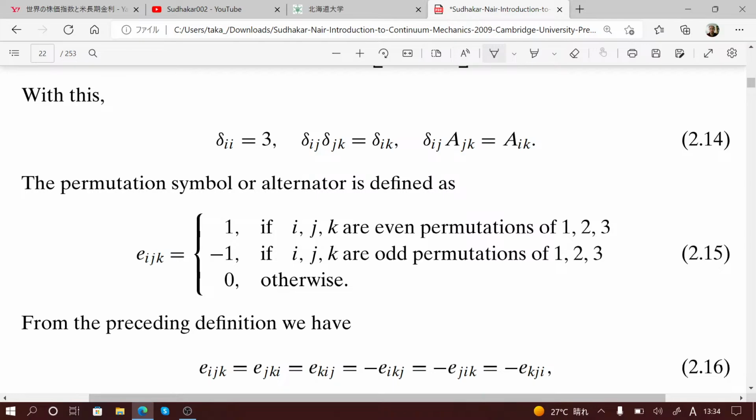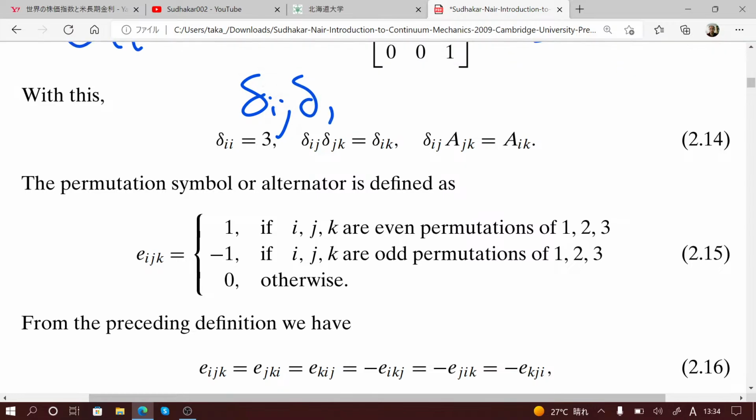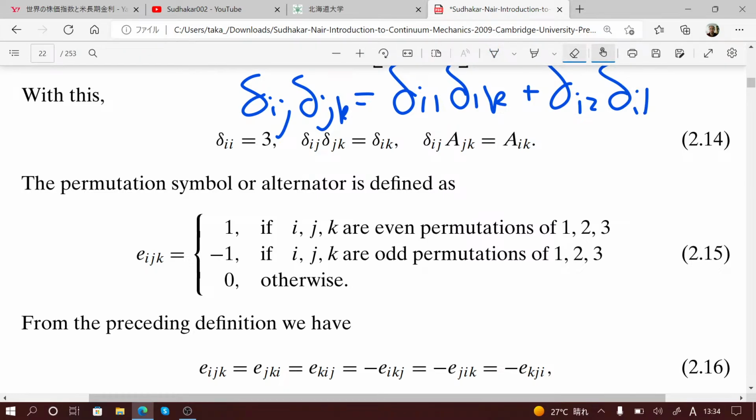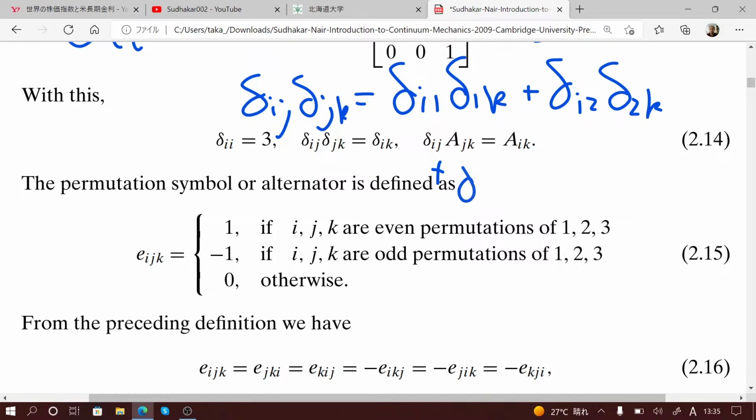Why is this so? Let me try this. Delta ij delta jk equals delta i1 delta 1k plus delta i2 delta 2k plus delta i3 delta 3k.